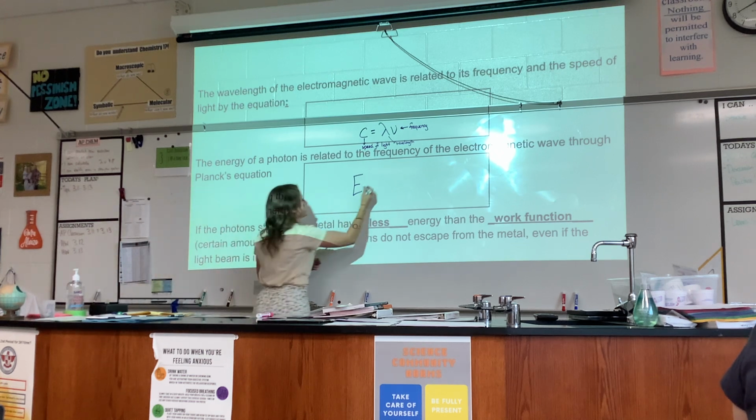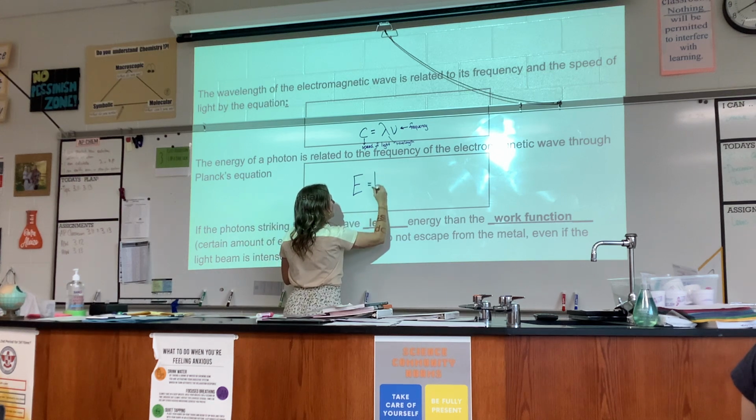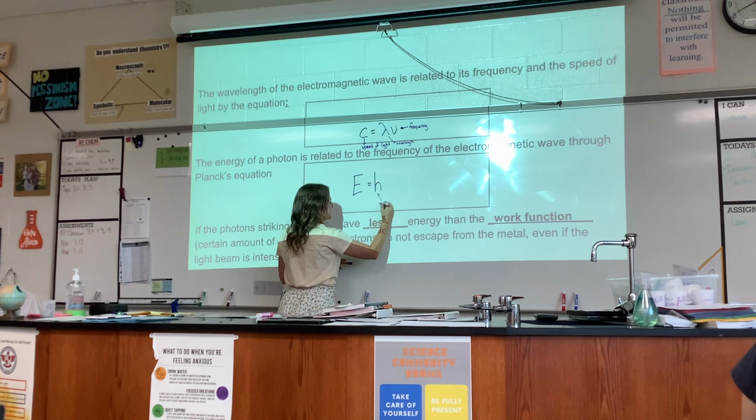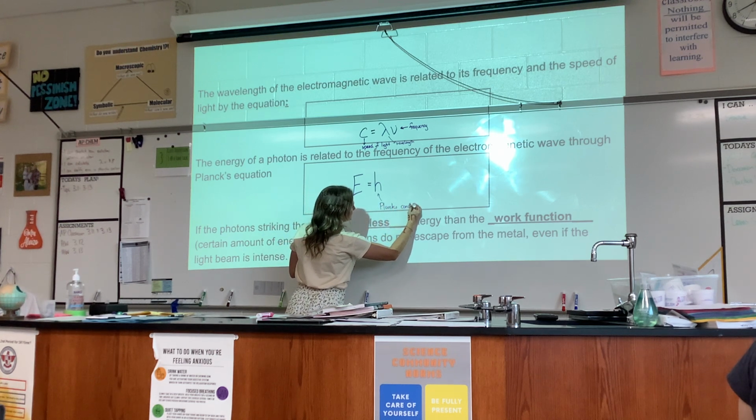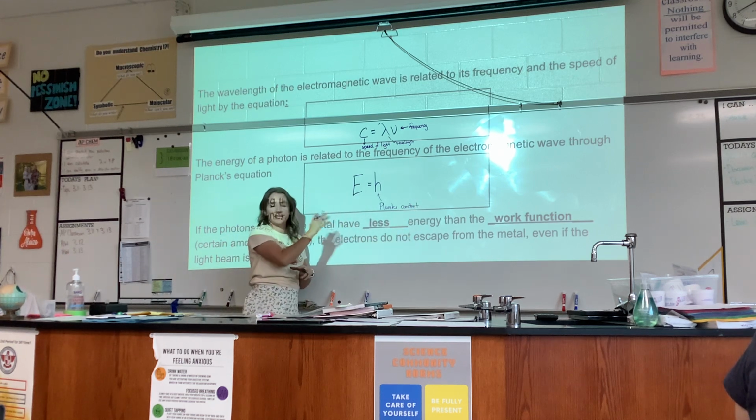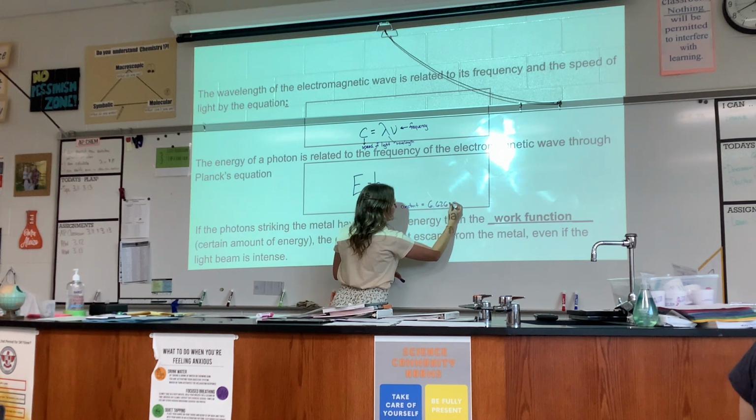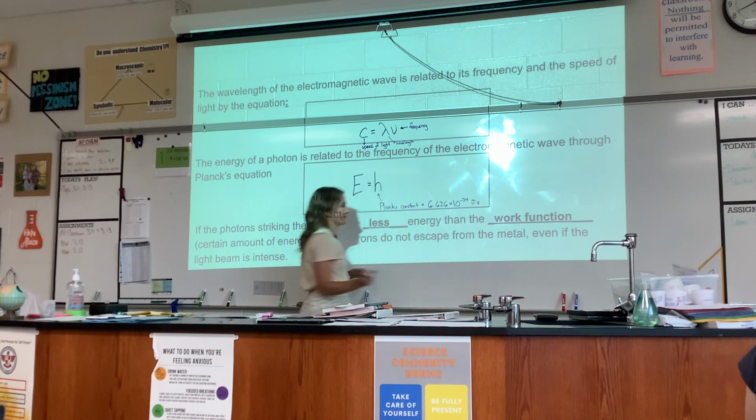So the energy of a photon will equal h, which is known as Planck's constant. He's the person we give credit for it. It's on our formula sheet, but it has a value of 6.626 times 10 to the negative 34 joules times seconds.